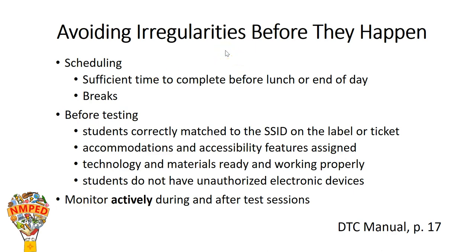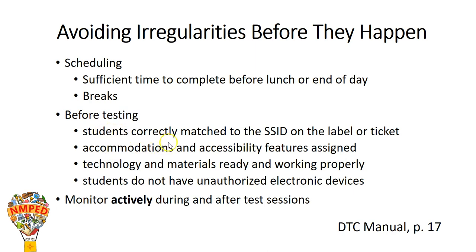So how do we avoid irregularities before they happen? Scheduling is one. We schedule sufficient time to complete before lunch or at the end of the day. Students cannot test after hours. So once the school bell rings, they should end their test. Unless it's written in the IEP that they can test over multiple days, they cannot pick up the test the next day. Or in a rare instance that they're sick, they threw up, had to leave for those types of reasons, then they can start the next day, but not because of sports events or anything like that.